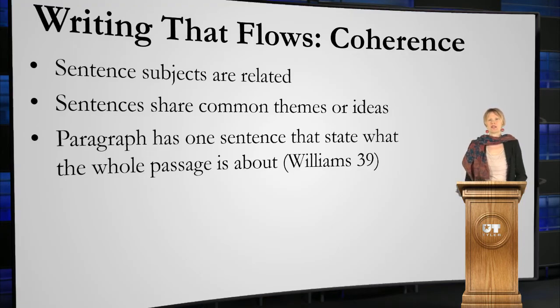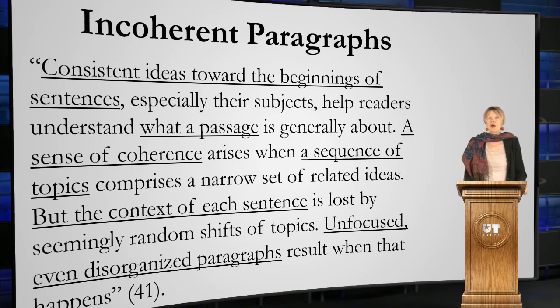So Williams tells us that writing is coherent within a paragraph, again, when the sentence subjects are related, when they share common themes or ideas, and you can remember this from other high school English classes probably, when the paragraph has one sentence that states what the whole passage is about, or a topic sentence. So he presents this example as an example of an incoherent paragraph. And it's actually about coherence, which is sort of meta commentary.